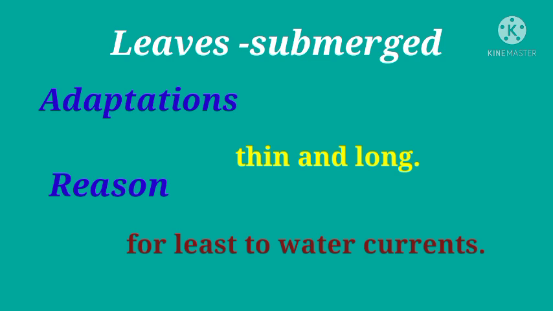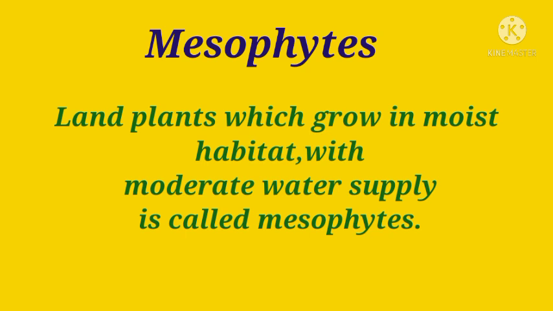Next, coming to the mesophytes. These are land plants which grow in moist habitat with moderate water supply. Meso means intermediate. These are the plants that we can see all around, which are called mesophytes. They cannot grow in places with too little or too much water.